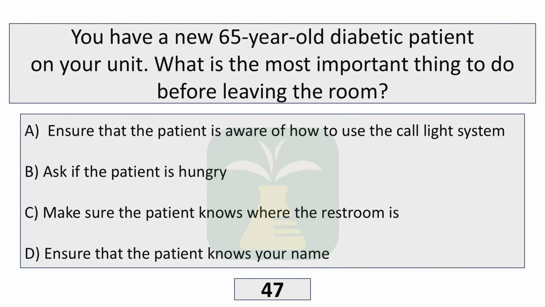You have a new 65-year-old diabetic patient on your unit. What is the most important thing to do before leaving the room? A. Ensure that the patient is aware of how to use the call light system. B. Ask if the patient is hungry. C. Make sure the patient knows where the restroom is. D. Ensure that the patient knows your name.